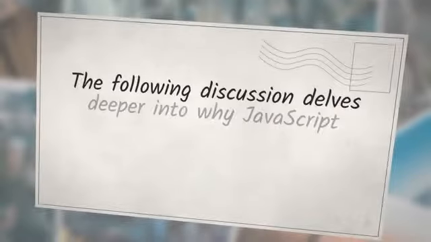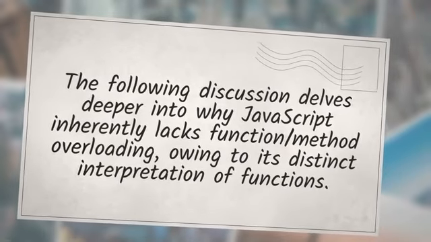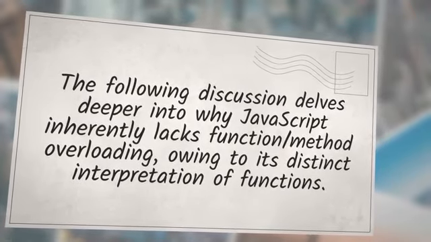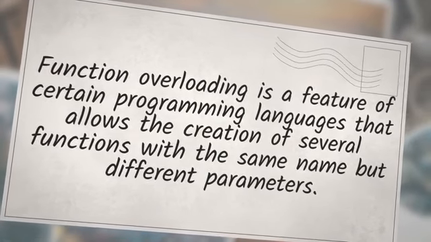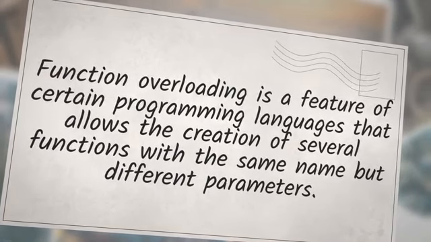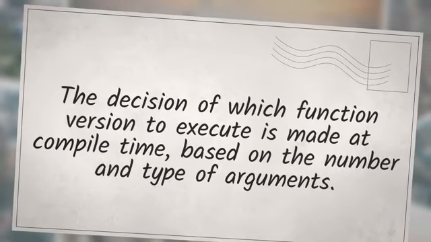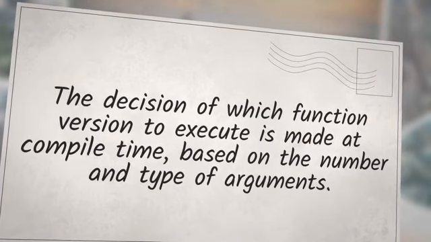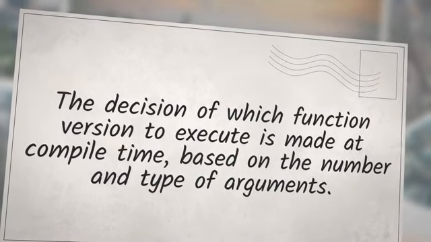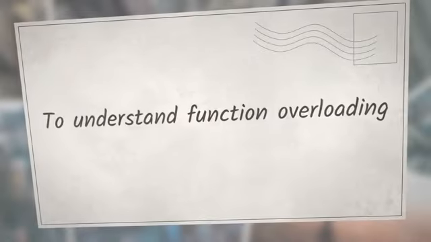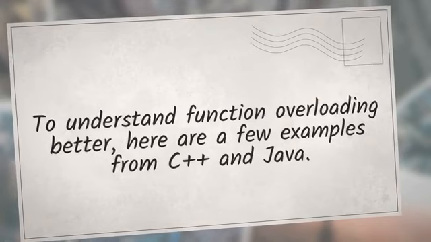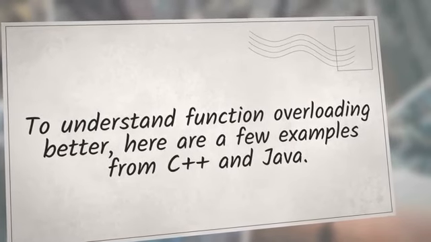The following discussion delves deeper into why JavaScript inherently lacks function/method overloading, owing to its distinct interpretation of functions. Function overloading is a feature of certain programming languages that allows the creation of several functions with the same name but different parameters. These versions of a function will perform different tasks, depending on their parameter lists. The decision of which function version to execute is made at compile time, based on the number and type of arguments. Languages such as C++ and Java feature function overloading, which can simplify code and improve readability.